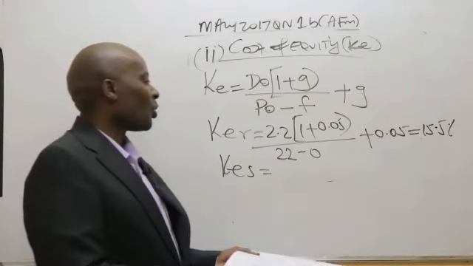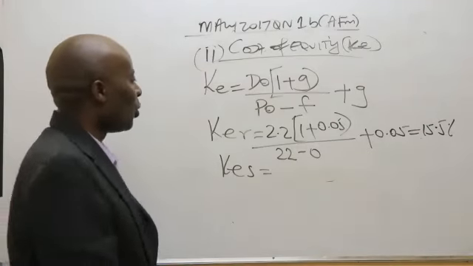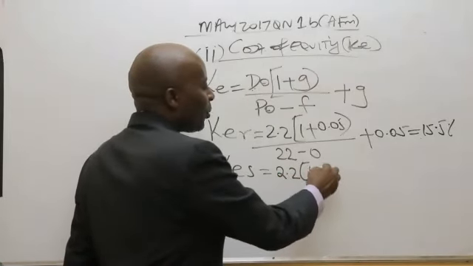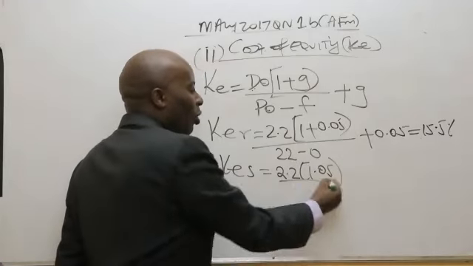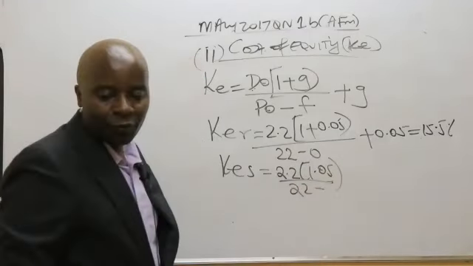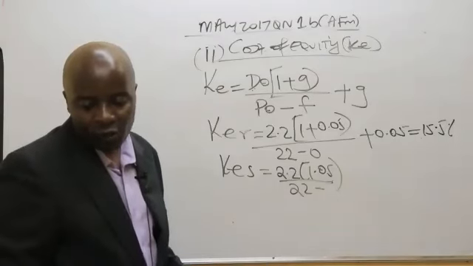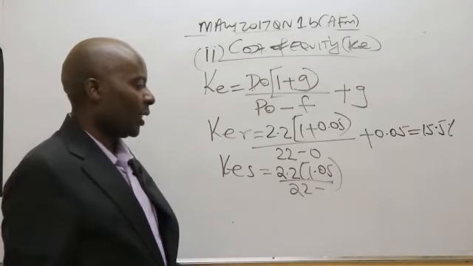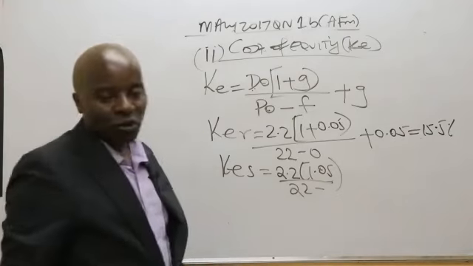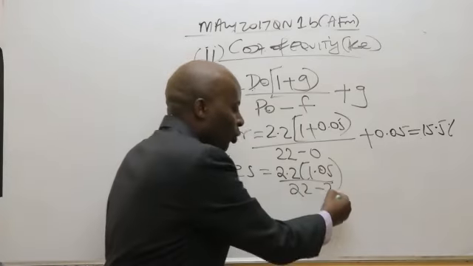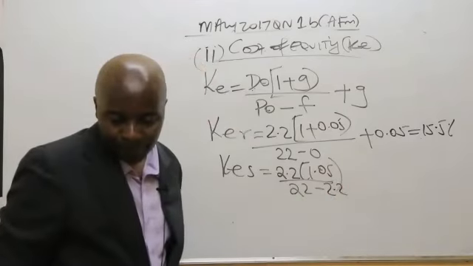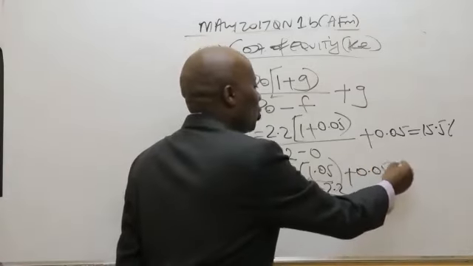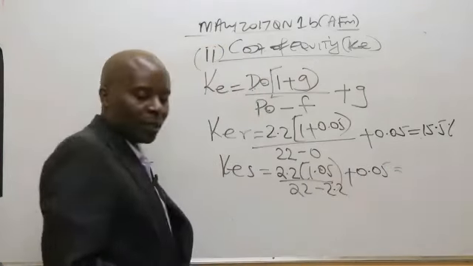Yes. So to get the cost of equity of ordinary shares, I will take the D0. The D0 is 2.2 into 1.05, because I'll just combine the two, all over 22 minus the flotation cost. The flotation cost is 10% of the current market price per share. 10% of 22 is 2.2. Plus the growth rate, which remains 0.05.